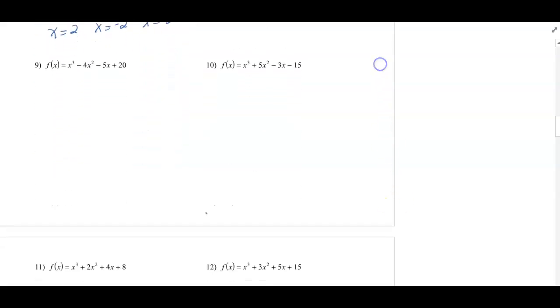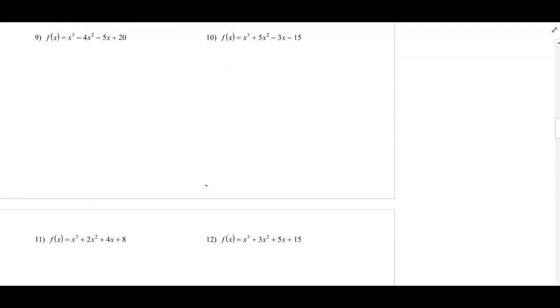Problem number 9. Again, factor by grouping. So you could look at those 4 terms and factor by grouping. So f of x, factor out the x squared, so x minus 4. Factor out the 5, x minus 4. Then x squared minus 5, x minus 4.